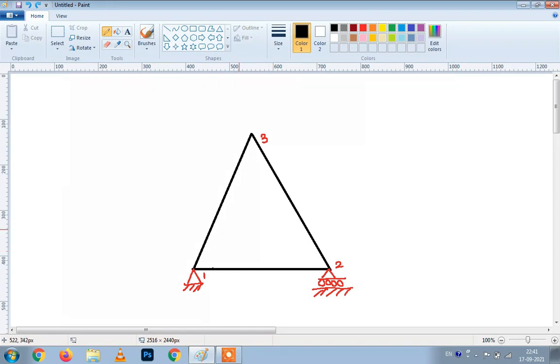In this figure a typical two-dimensional truss is shown having three node points. This is node point number 1, node point number 2 and node point number 3. Now node point number 1 is fixed. At node point number 2 a roller support is provided, and at node point number 3 consider any force P3 is acting here.